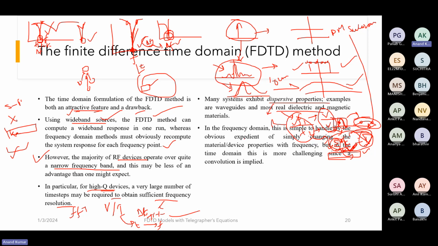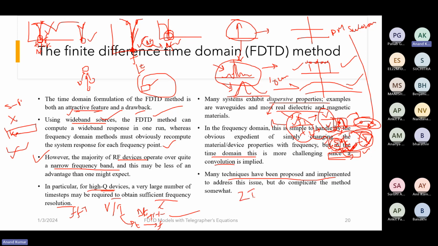Okay, so we just discussed that in the frequency domain this is very simple, and in the time domain we have to do a convolution. Many techniques have been proposed to implement this. The DM Sullivan textbook uses the Z transform, and there is a paper by Levin Savici which discusses Z transforms and auxiliary differential equations, if I remember correctly.